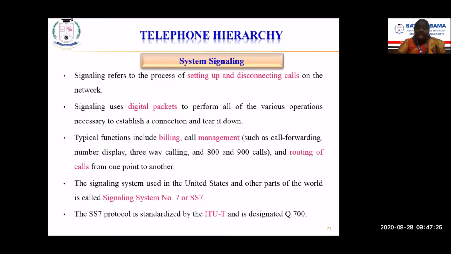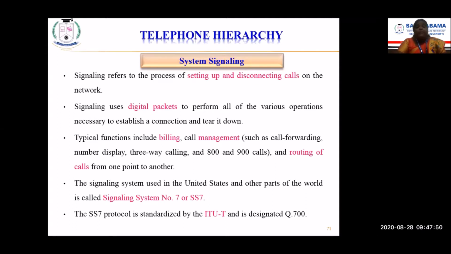That is the signaling system used in the United States as well as the other parts of the world, called signaling system number 7. So it is the standard or the version that has been adopted here. Even in our country we follow the same signaling system method for providing all these services. So it is called SS7, that is signaling system number 7.